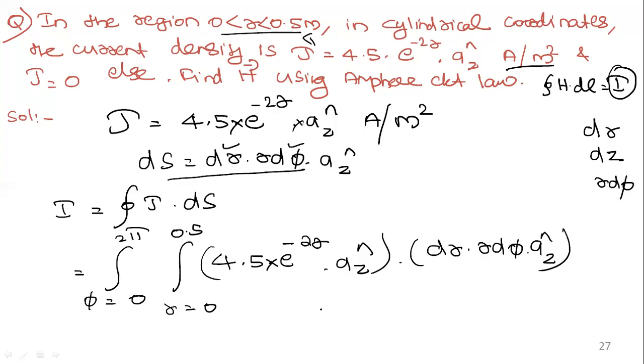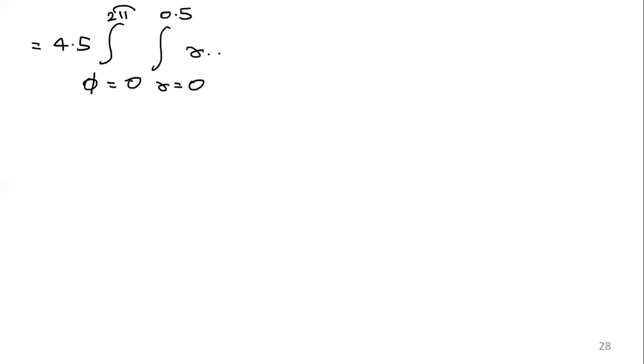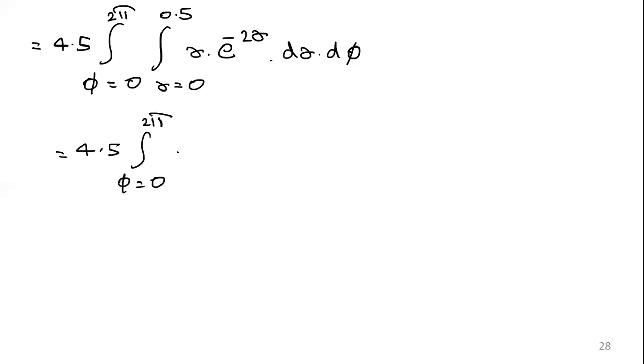Okay. Now it's all about calculation. So 4.5 you will take common: 4.5 integral phi equal to 0 to 2 pi, integral r equal to 0 to 0.5 of r into e raised to minus 2r into dr into d phi, az dot az will become equal to 1. And 4.5 integral phi equal to 0 to 2 pi d phi, then integral of r e raised to minus 2r into dr.